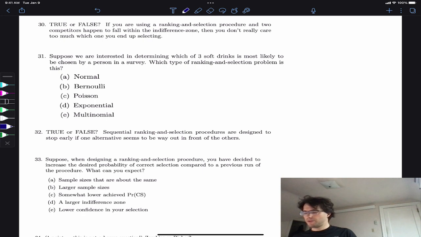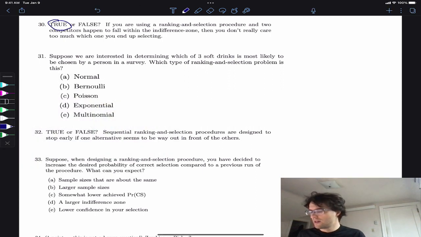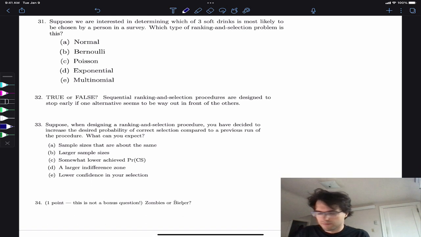Question 30. If you are using a ranking and selection procedure and two competitors happen to fall within the indifference zone, then you really don't care too much about which one you end up selecting. True or false? Yes, this is true. That's the definition of the indifference zone: if they fall within the same zone, then you don't really care which one you end up selecting, because that is how you defined the problem. So moving on.